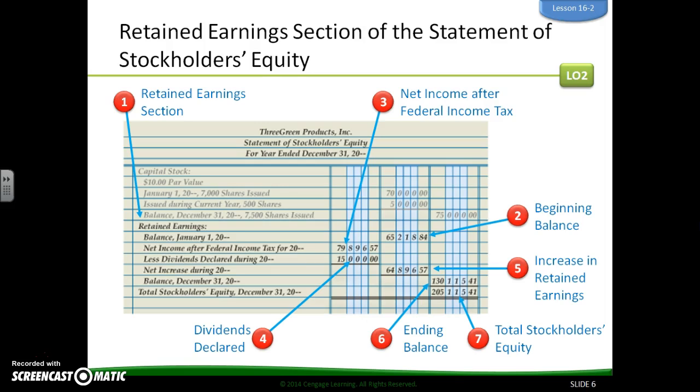And we go ahead and add that to the balance based on our par value. Okay, so we're adding the balance of retained earnings to the par value of our stock to get the total stockholder equity number.